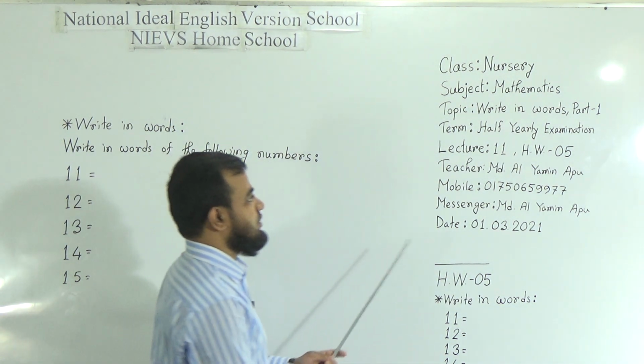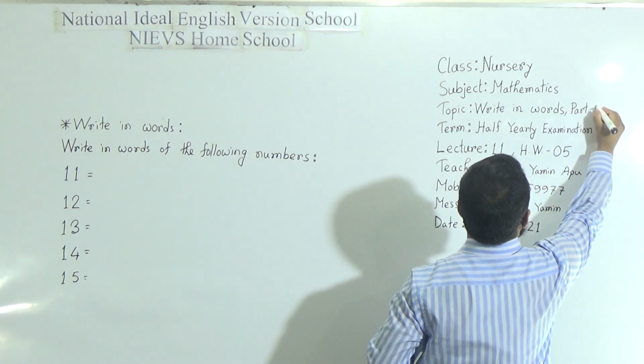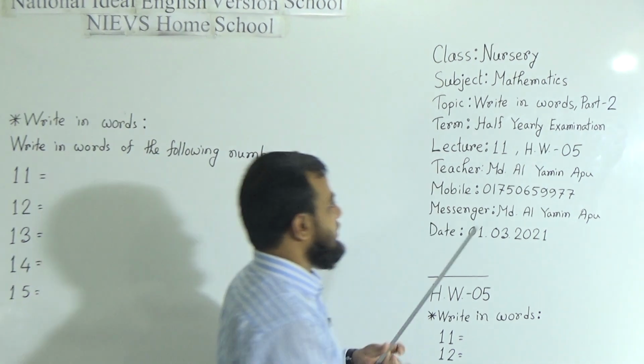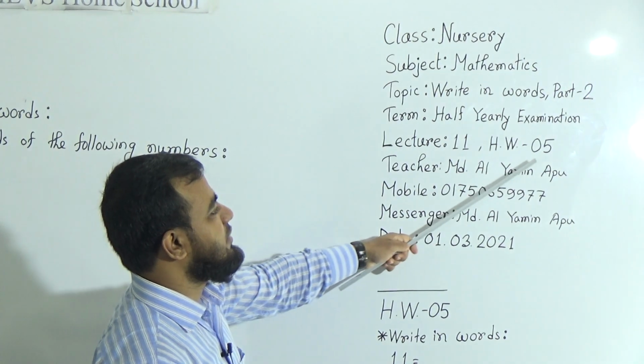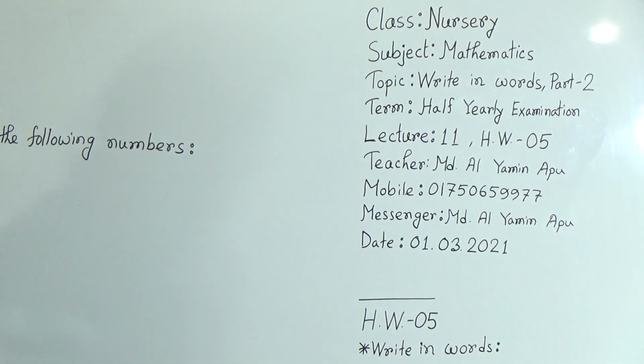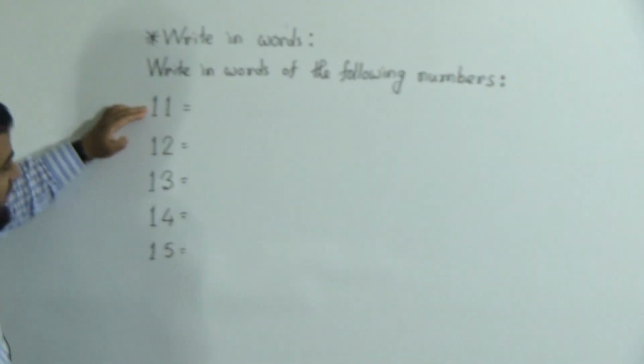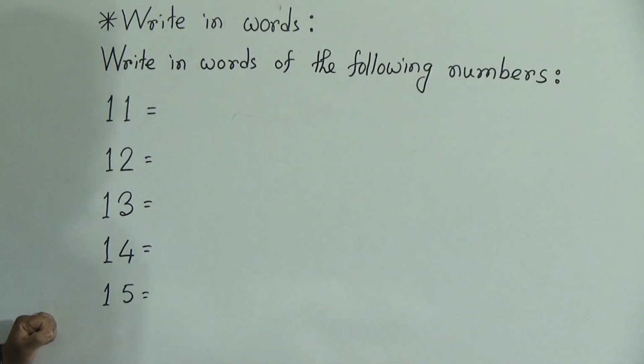Okay, part 2, my dear students. It's write in words part 2 today, and your lecture number is 11. And your homework number is 5. You have a homework today. Now look, we will learn from 11 to 15 in words how to write down. In the previous class, that means in part 1, we have learned from 1 to 10. Today we will learn from 11 to 15, only 5 numbers in words.